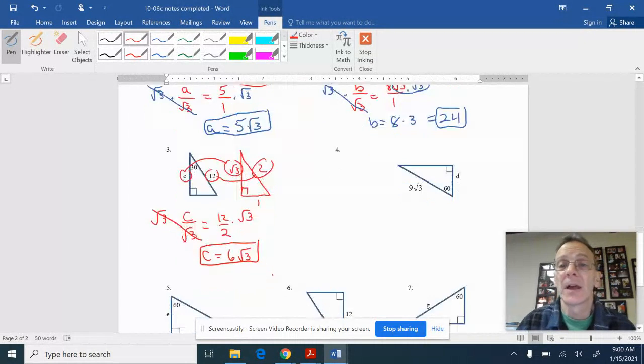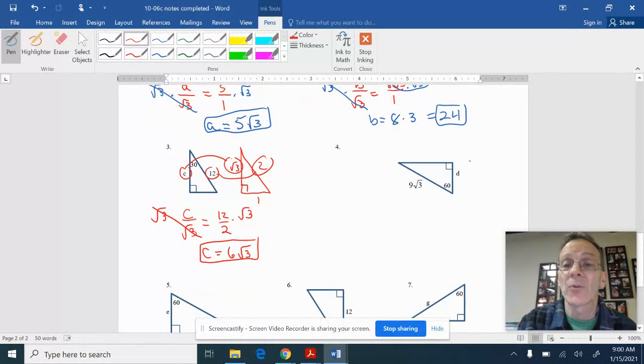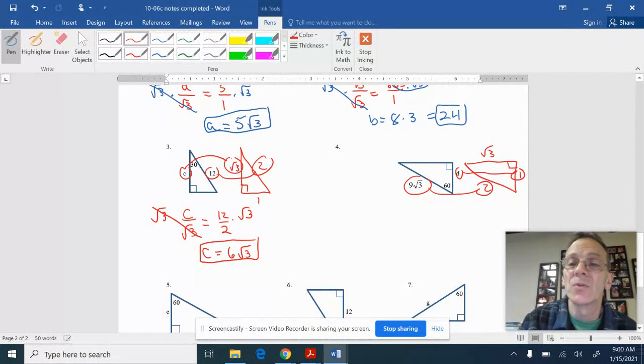But again, I've got a 60-degree angle there and there and a right angle in there. So this is a 30, 60, 90. So let's draw my own 30, 60, 90, put a 1 there and a 2 there and a square root of 3 there. My D corresponds to the 1 and my 9 radical 3 corresponds to the 2. Setting up the equation then, D over 1 is equal to 9 radical 3 over 2.